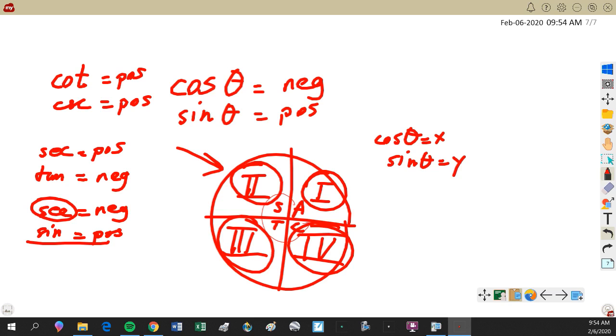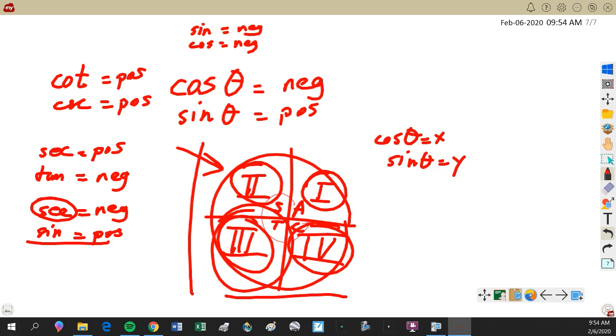What about where is the sine negative and the cosine negative? Where are the sine and the cosine both negative? Would be in 3. Yep. Sine is negative in those two. Cosine is negative in these two. So 3 is the only one that satisfies both.